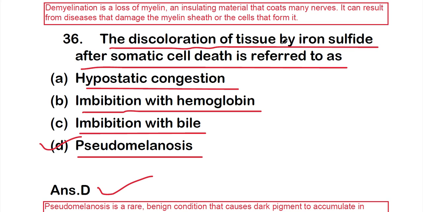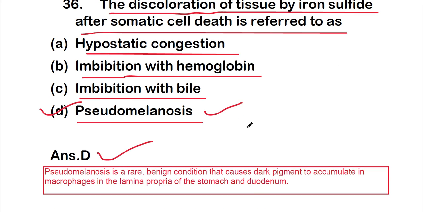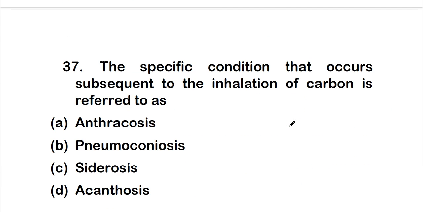So the discoloration of tissue by iron sulfide after somatic cell death is referred to as pseudomelanosis. So what is pseudomelanosis? Pseudomelanosis is a rare benign condition that causes dark pigment to accumulate in macrophages in the lamina propria of the stomach and duodenum. Okay. So next is question number 37.